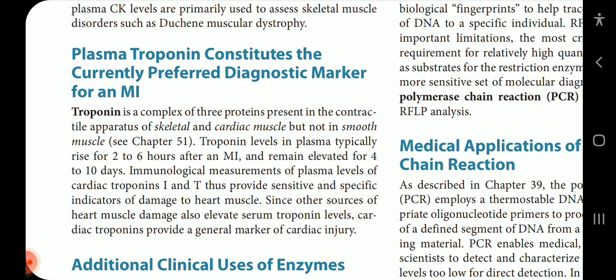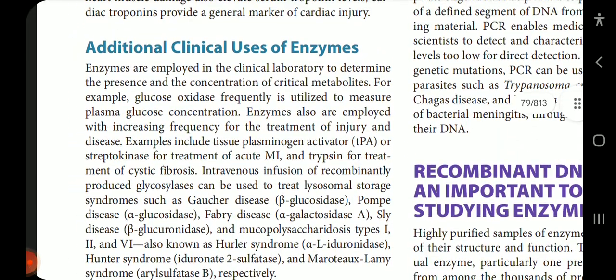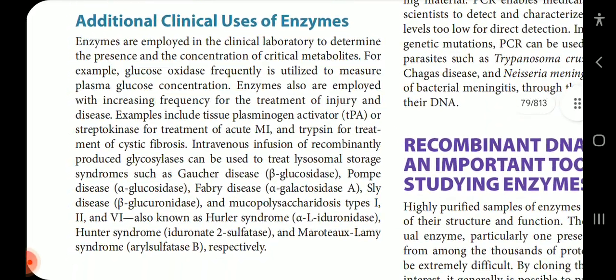Immunological measurements of plasma levels of cardiac troponins I and T thus provide sensitive and specific indicators of damage to heart muscle. Since other sources of heart muscle damage also elevate serum troponin levels, cardiac troponins provide a general marker of cardiac injury. Additional clinical use of enzymes.